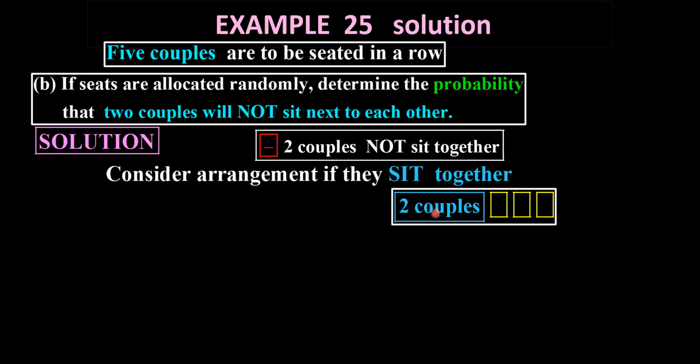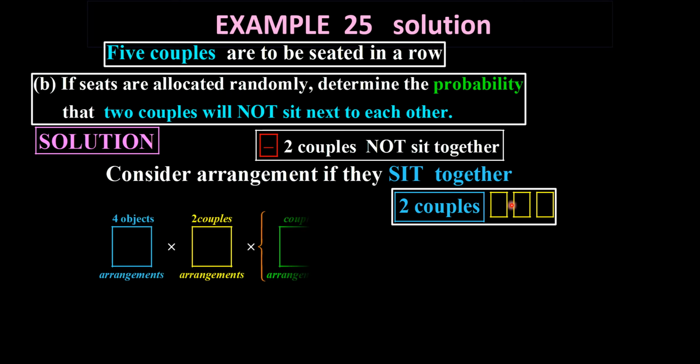So there's the 2 couples. How many people are there all together? 4. So if there's 2 couples, there's 3 more couples that need to be seated. So it's couple 1, couple 2, and couple 3, and this group of 4. So that's 4 objects that need to be arranged. So there's the 4 objects, and then these 2 couples can also be arranged, right?